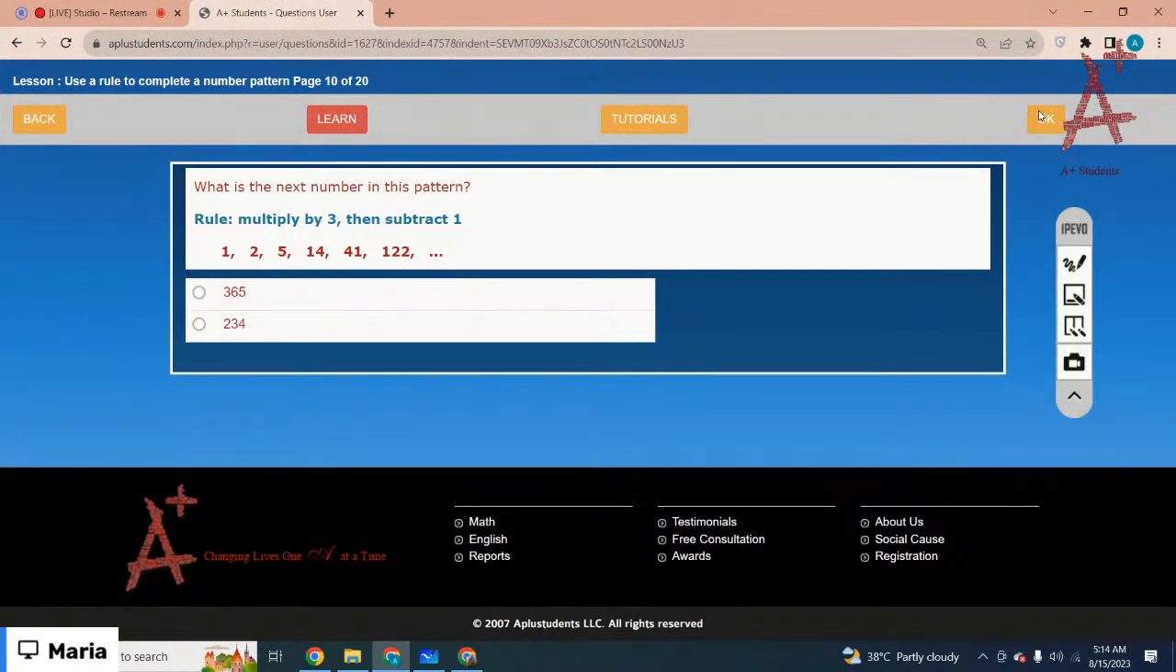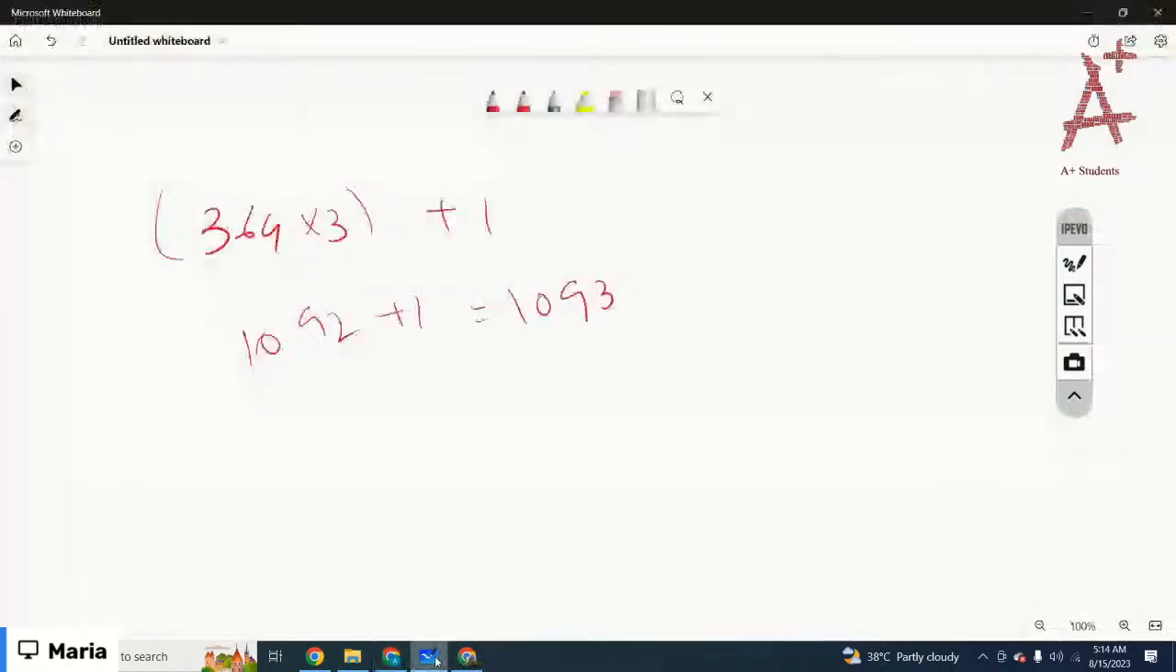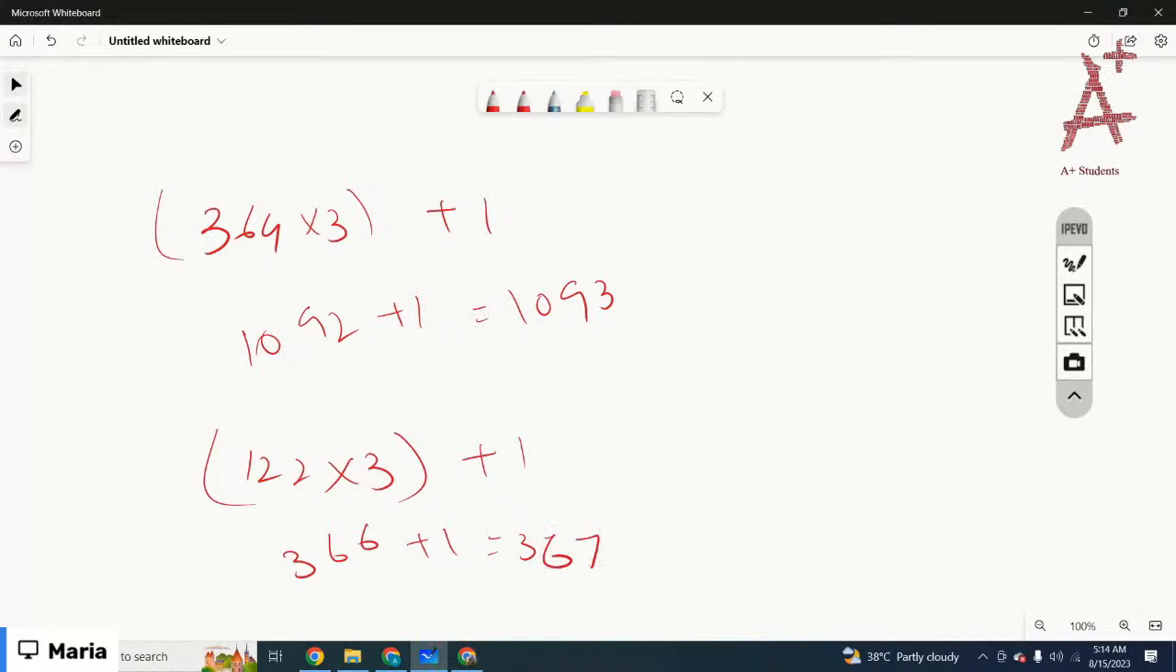What is the next number in the pattern? The rule is you have to multiply by 3 and then subtract 1. So the last number is 122. Just 122 times 3 and plus 1. 122 times 3, so it would be 366 and plus 1. So 366 plus 1 is 367. That means the next number in the pattern is 367, right?